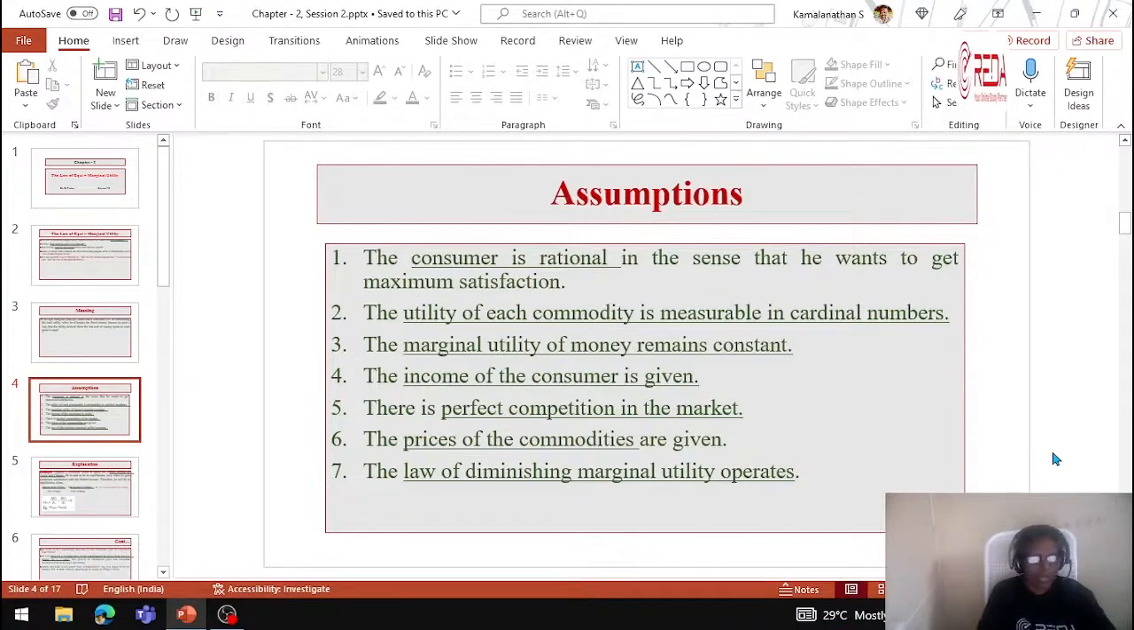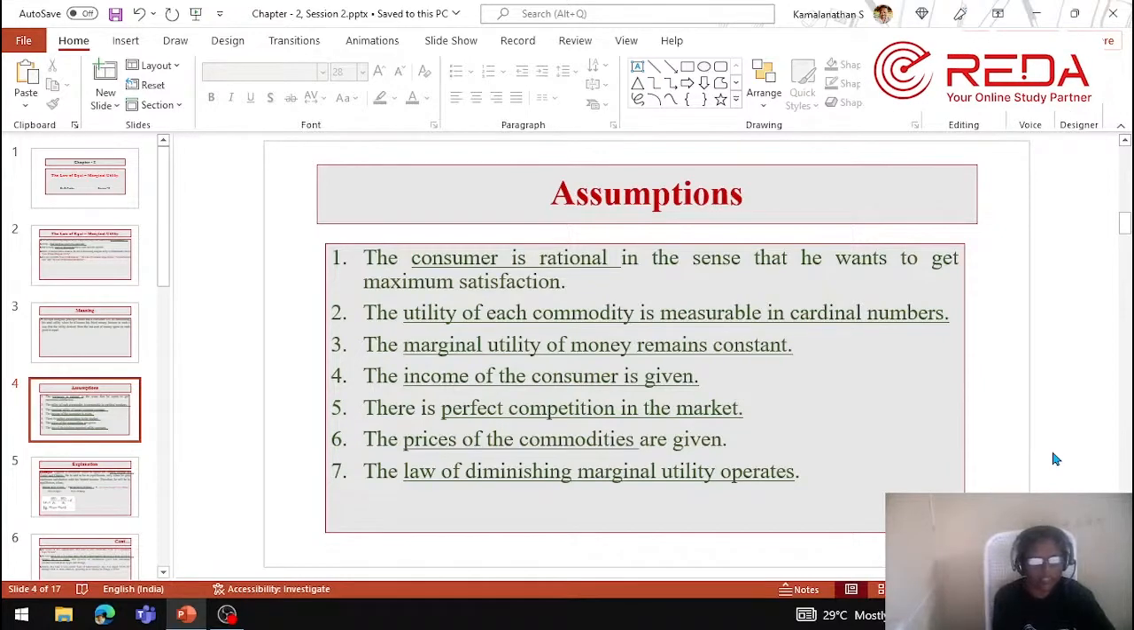Okay, so because they want to maximize their satisfaction level in the consumption of the commodity. And here the utility of each commodity is measurable. Obviously, this law comes under the cardinal utility analysis. He says that whatever the measurement by analyzing the utility, it will be in measurable terms, like 1, 2, 3 numbers. And the marginal utility of money remains constant.